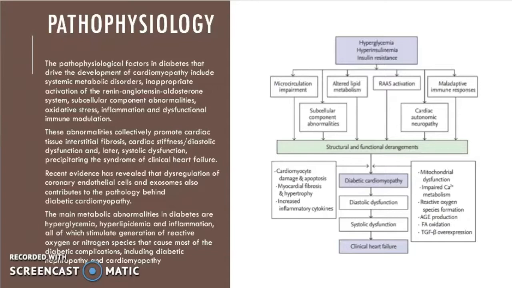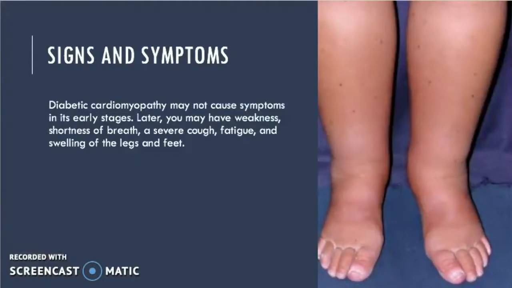Superoxide-mediated damage or cellular dysfunction results when an imbalance exists in ROS generation and ROS degrading pathways. Increased ROS generation and impaired antioxidant defenses could both contribute to oxidative stress in diabetic hearts. Several groups have shown that ROS is overproduced in both type 1 and type 2 diabetes. Diabetic cardiomyopathy may not cause symptoms in its early stages. Later, you may have weakness, shortness of breath, a severe cough, fatigue, and swelling of the legs and feet.